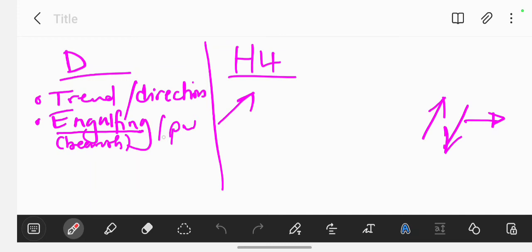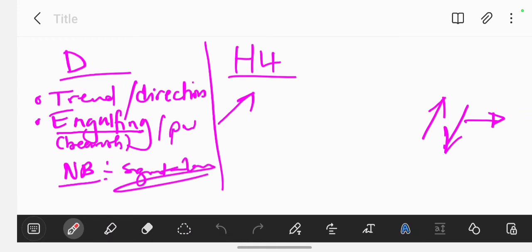And remember, the most important thing about engulfing and pin bar is that they need to be at significant levels. So we're not going to trade every engulfing pattern we see on our chart. It needs to be at either a support level or a resistance level or at a trend line. When you get those ones, then you know when I'm going to H4, I need to do something that agrees with what I found on daily.